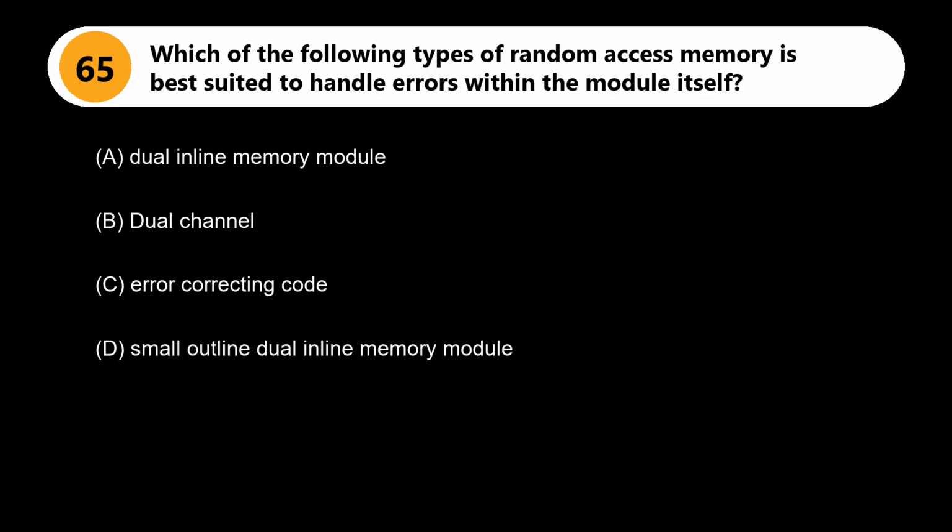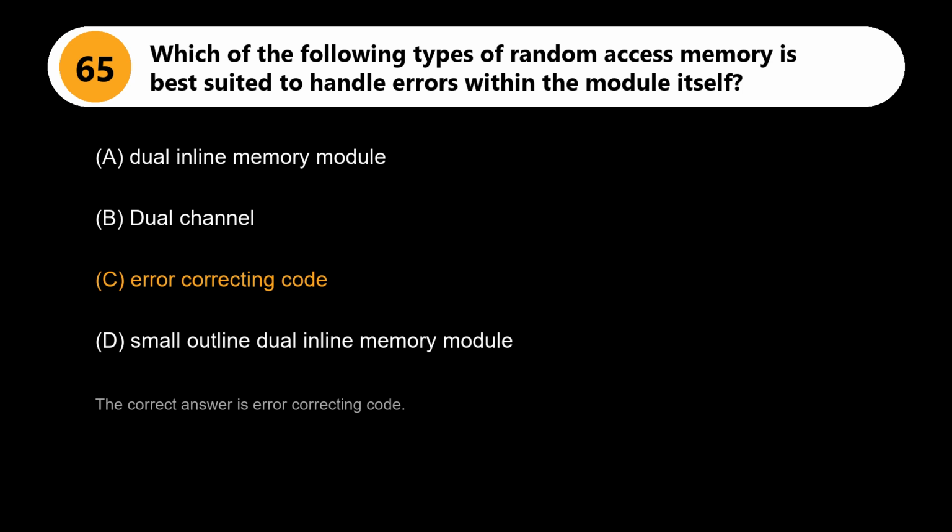Question 65. Which of the following types of random access memory is best suited to handle errors within the module itself? Option A, dual inline memory module. Option B, dual channel. Option C, error correcting code. Option D, small outline dual inline memory module. The correct answer is option C, error correcting code.